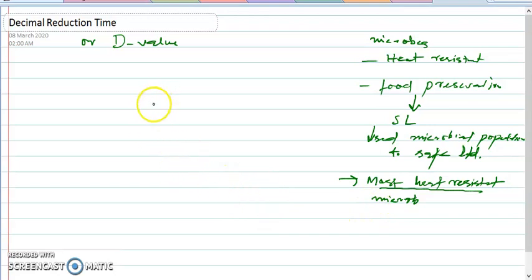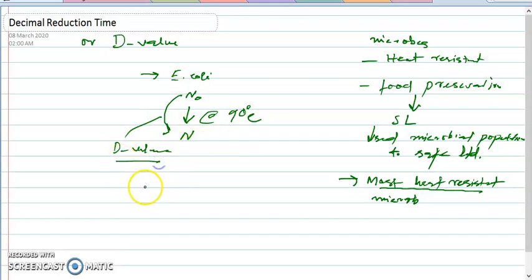Suppose, for example, we have a pure culture of microbes, say E. coli, and it has the initial population of N naught, and we have to decrease this initial population to N at, for example, 90 degrees centigrade. How much time will it take to decrease N naught to N? We can calculate this by using the D value.